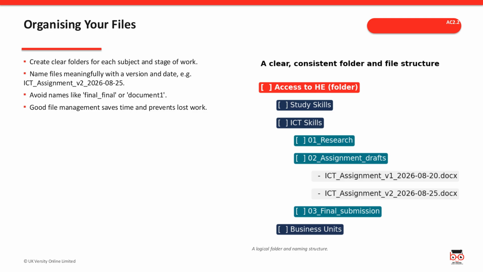A little organisation up front saves a lot of panic later. Set up clear folders for each subject and stage of work, and name files meaningfully with a version and date, something like ICT_assignment_V2_ the date. Steer clear of names like final or document 1, which tell you nothing in 3 weeks' time. Good file management quietly prevents lost work and frantic searching.